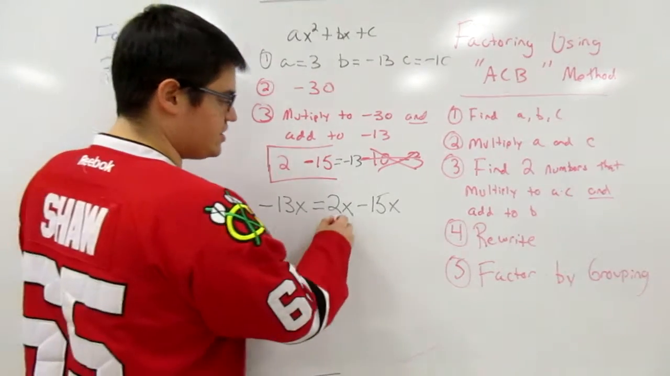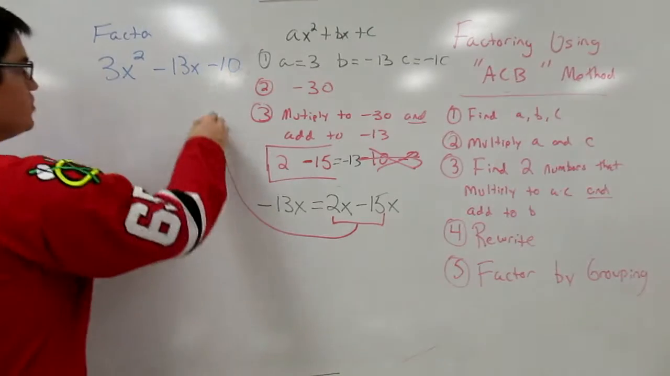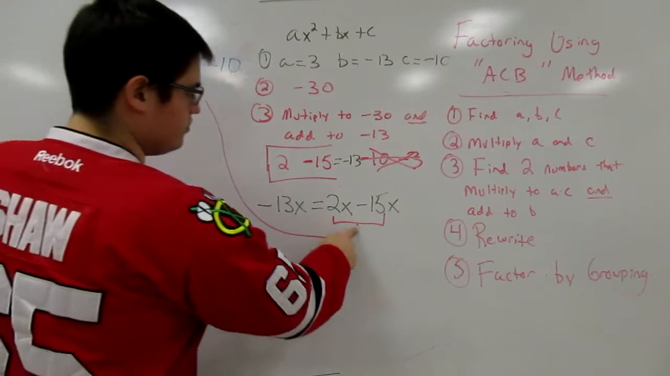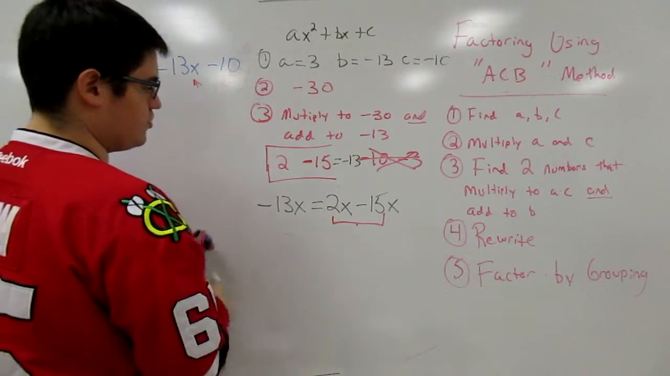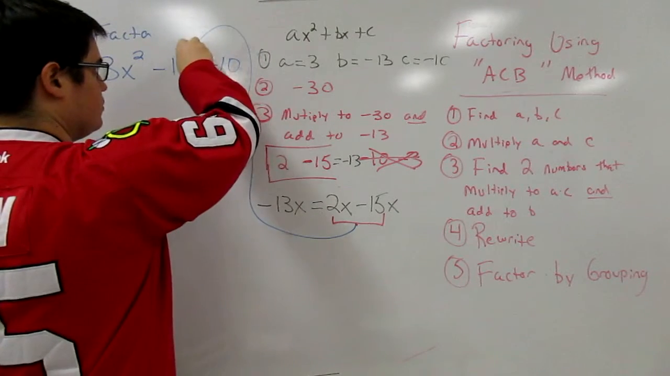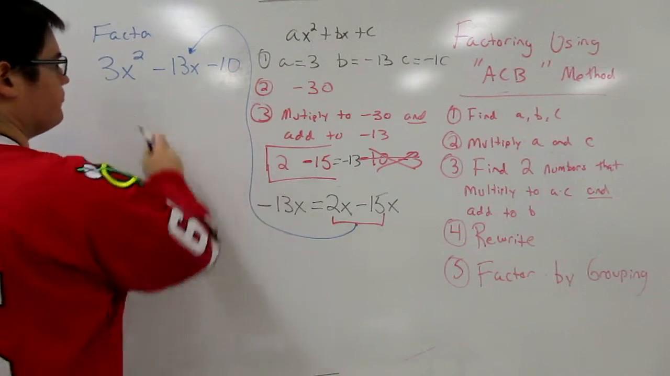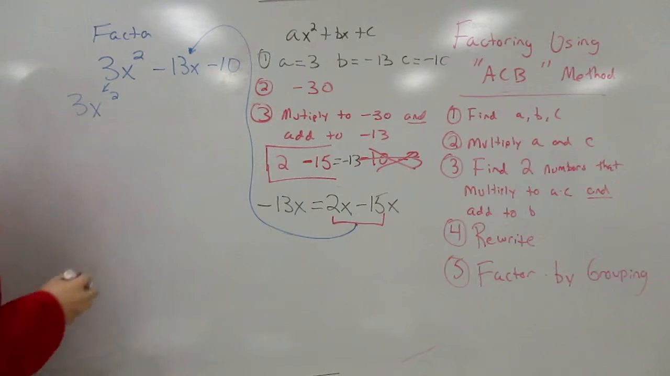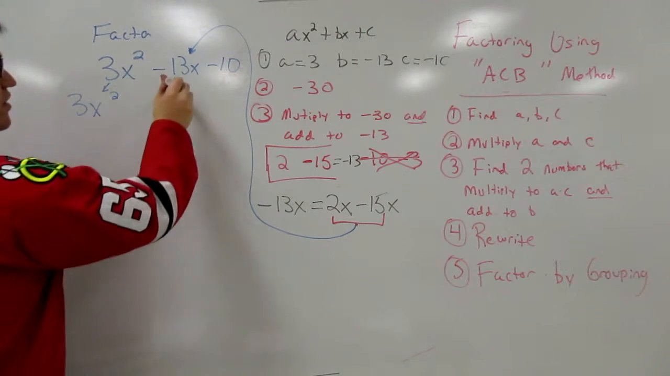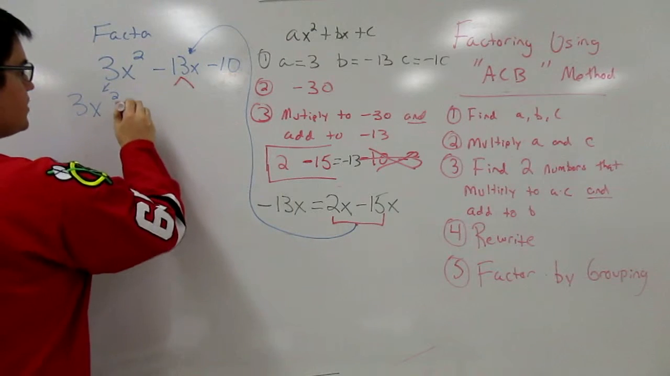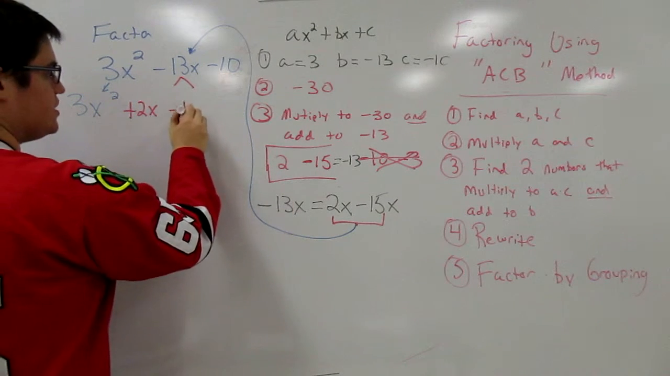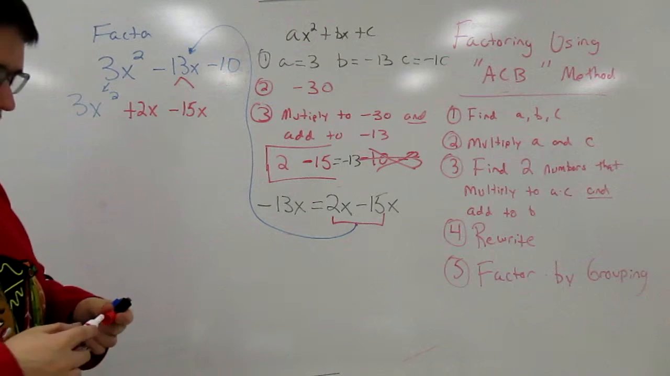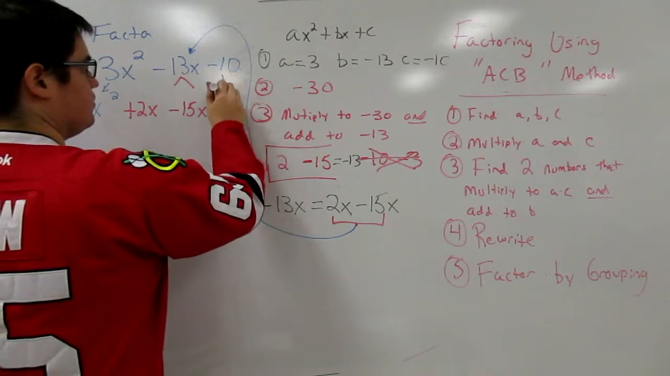So now I'm going to take this and substitute that in for 13x. Okay, let me draw the arrow, just so it doesn't get in the way. So now what I'm going to have is 3x squared, keep that guy the same. And I'm going to now break apart this negative 13x to be 2x minus 15x. So I didn't break any equality. Negative 13x is the same thing as 2x minus 15x. And then this guy will stay the same.